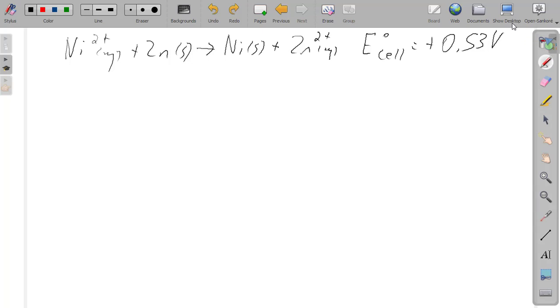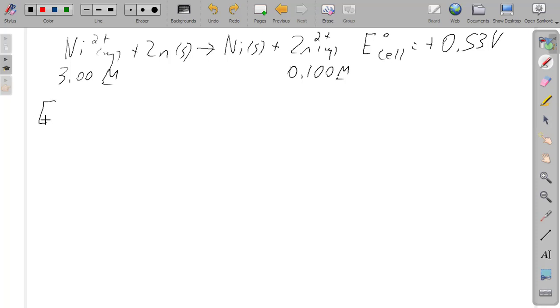I should fix this before you ever see it. So it should say the E0 cell is 0.53 volts. All right, but it gives you new concentrations: the nickel 2 plus is going to be 3 molar, and the zinc ion concentration has been lowered to 0.1 molar. So we've increased the nickel and decreased the zinc. So what we want to see is what effect that has on the overall cell voltage.